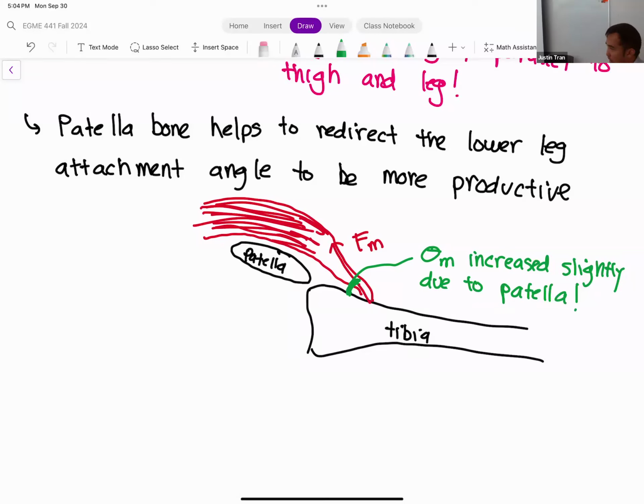It's very slight, and so it only adds maybe about 5-6 degrees of angle. But for a muscle that is otherwise very highly parallel to the bones, just that little bit of increase actually makes a big difference. All right. Any questions on this?